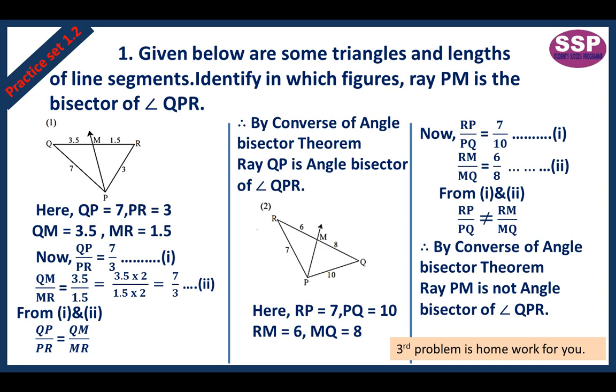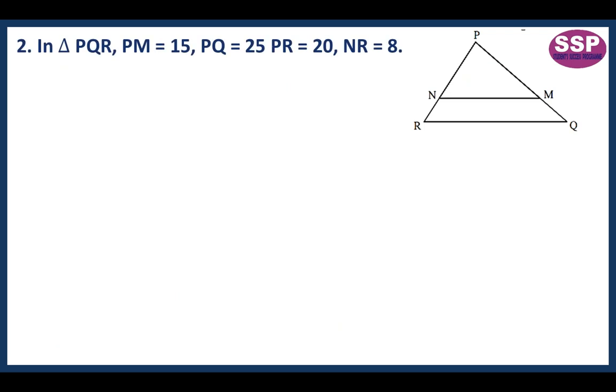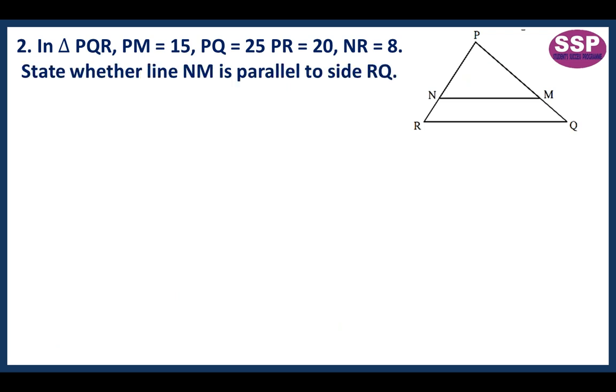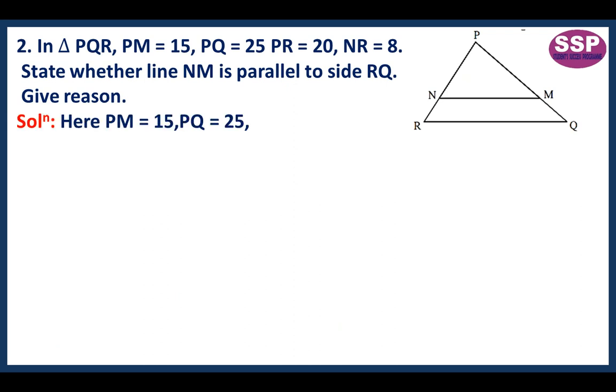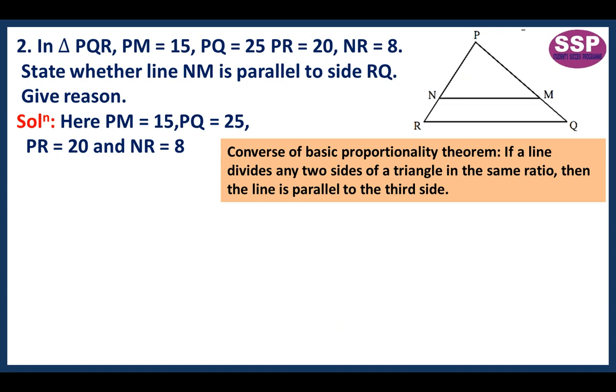Now the second problem. In triangle PQR, PM is equal to 15, PQ is equal to 25, PR is equal to 20, NR is equal to 8. State whether line NM is parallel to side RQ. Give reason. Here PM is equal to 15, PQ is equal to 25, PR is equal to 20 and NR is equal to 8. Now we know the converse of the basic proportionality theorem, that is, if a line divides any two sides of a triangle in the same ratio, then the line is parallel to the third side.